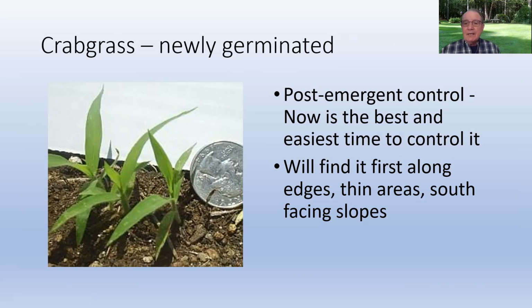Now is the best time and easiest time to control crabgrass. It's very sensitive to our post-emergent controls at this stage of the game. You will find it first and foremost along the edges or in thin areas or south-facing slopes where the soil is going to warm up the quickest. That will encourage the crabgrass to germinate the earliest in those areas that tend to have the soil warming up the quickest.